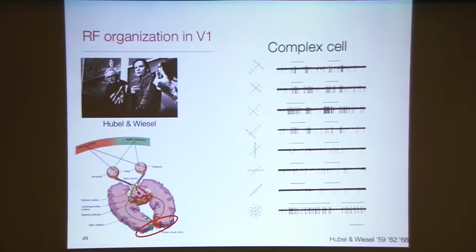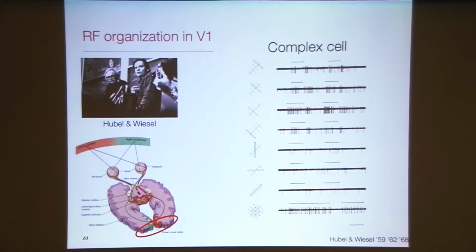However, what's striking about this cell is that unlike the simple cell that I showed you before, that has very distinct on and off subregions, it's not possible to find such subregions in the complex cells. Okay? So the complex cell responds in much the same way, whether the bar is presented at one location of the receptive field or another.